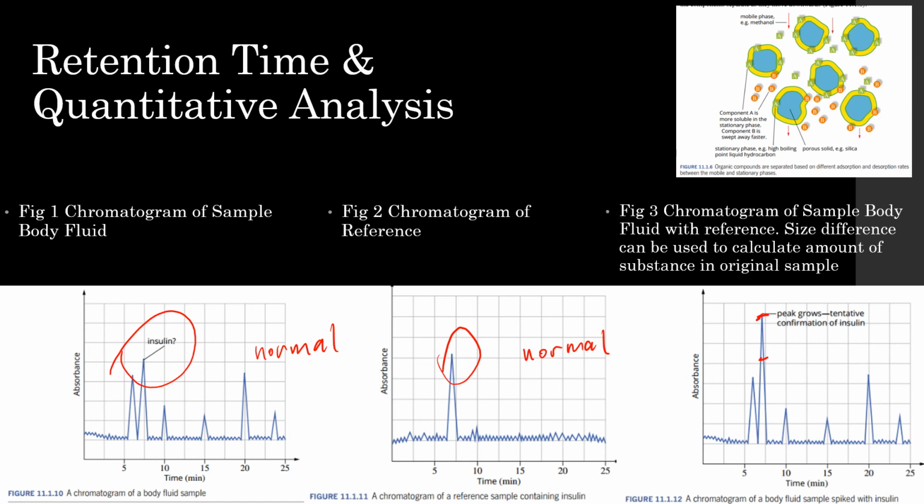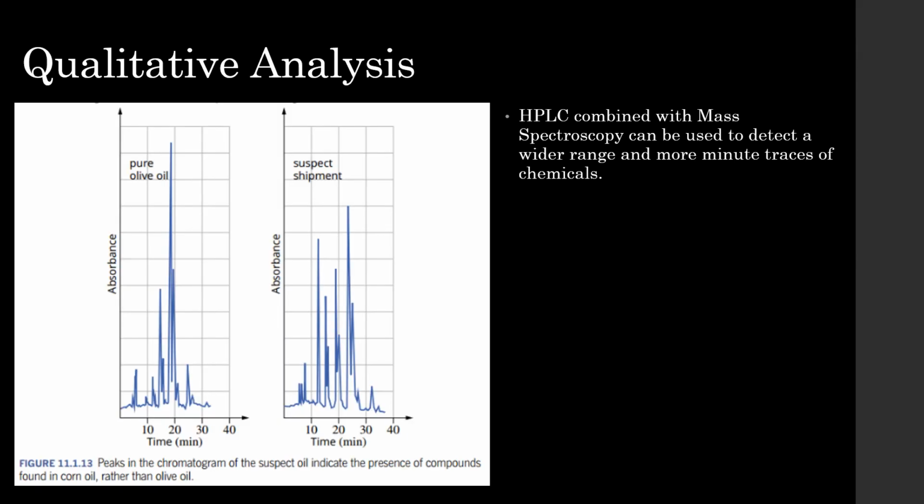So this is the body fluid spiked with insulin, and you can use this amount to calculate the amount of the substance in the original sample. You can also combine high performance liquid chromatography with mass spectroscopy to detect a wider range and more minute traces of chemicals. So for example, the amount of monounsaturated fats compared with saturated fats in substances to determine the quality of oils and olive oils, for example.